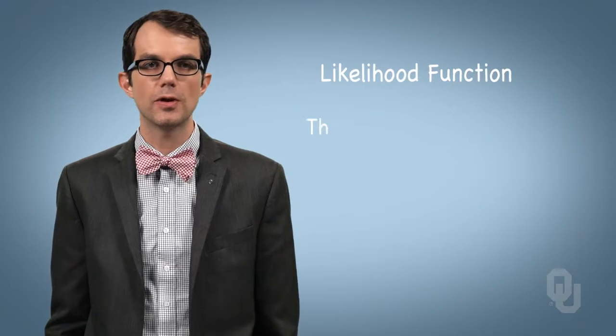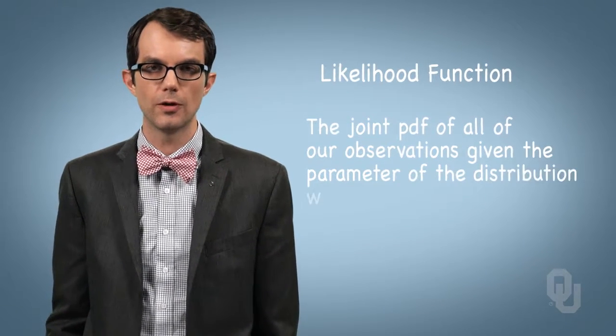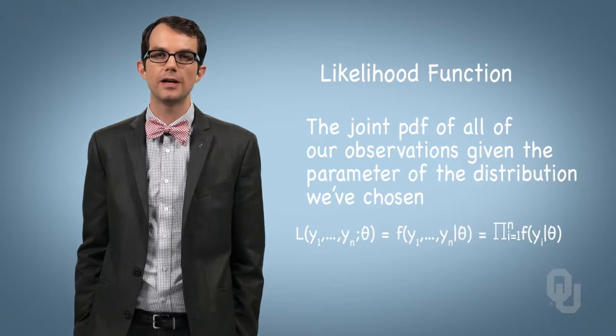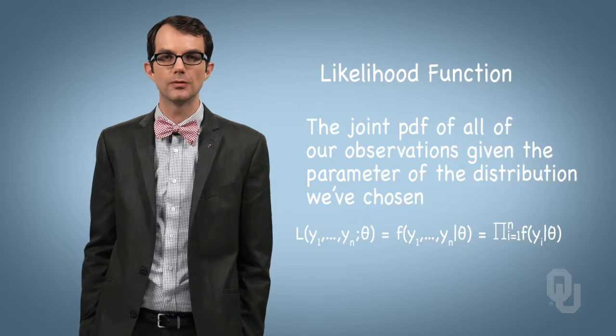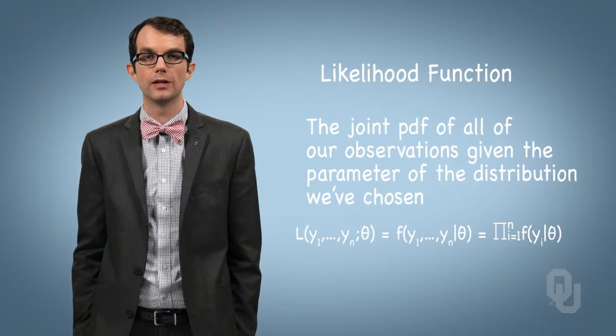We need to define something called a likelihood function. The discussion of this can get a little complicated, so let's gloss over a few details and terminology, and just say that the likelihood function is the joint PDF of all of our observations given the parameter of the distribution that we've chosen. We write the likelihood function as the multiplication of the PDFs evaluated at each of the n observed values given the distribution parameter, or set of parameters, theta.